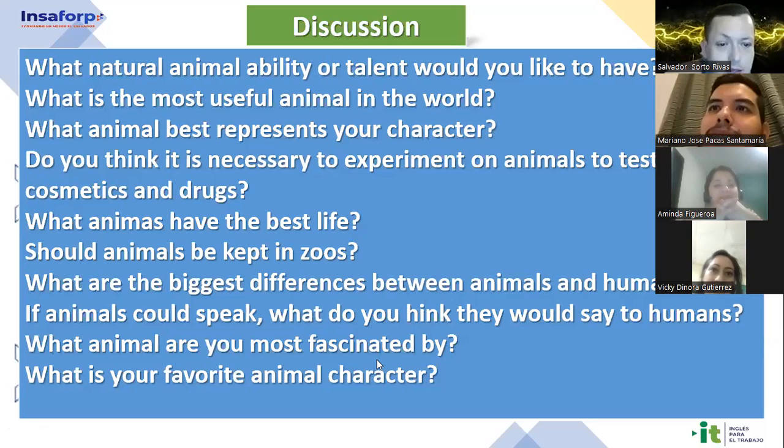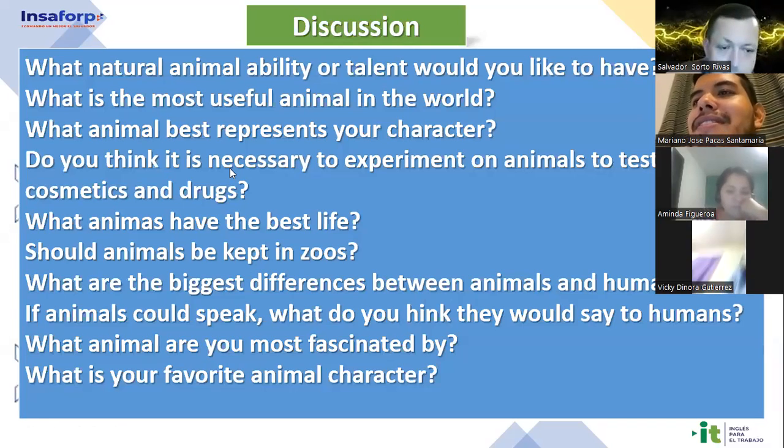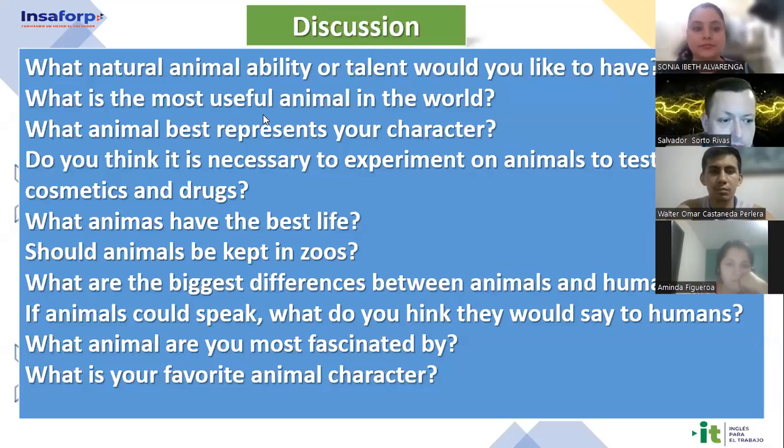Do you think it is necessary to experiment on animals to test cosmetics and drugs? I think yes, teacher, because it's the most similar to test on persons. And it is the first steps to test drugs and cosmetics. Okay. In my opinion, cosmetic is not too necessary, right? But drugs, I mean, medicine, yes, right?